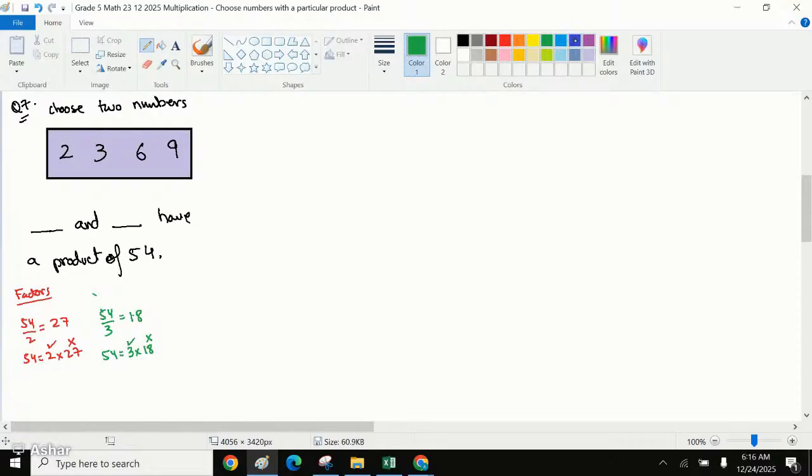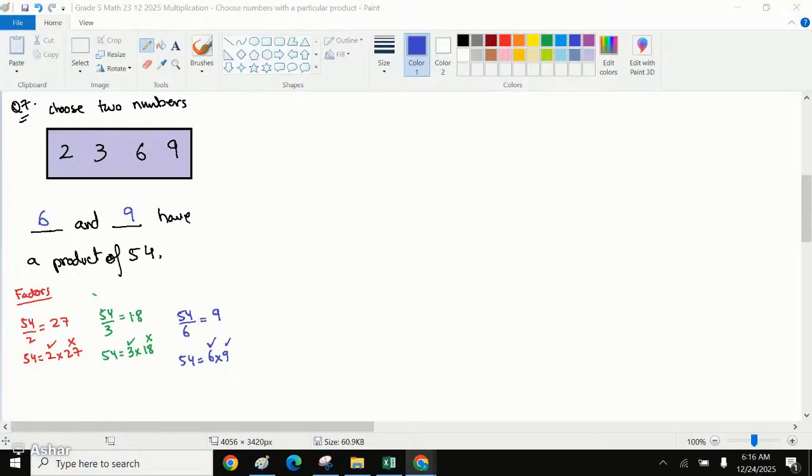Let's look at the next one. When 54 is divided by 6, the answer comes out to be 9. So we can say 54 must be equal to 6 multiplied by 9. And we can see that the first option is there and the second option is still there. So our final answer would be 6 and 9 have a product of 54. Okay.